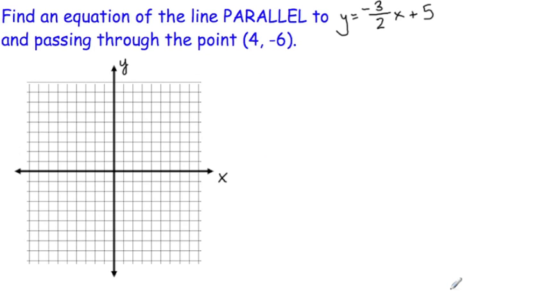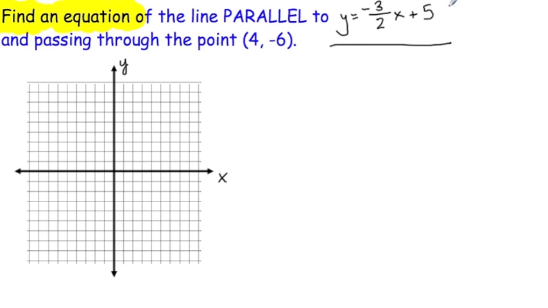The problem says, find an equation of the line parallel to y equals -3 over 2x plus 5 and passing through the point 4 comma -6. It never says to graph. Even though I have a graph up here, it never says to graph. All it says is find an equation. Why do I have a graph up there if it doesn't say that we have to graph? It's so that you can get a visual of what we're doing.